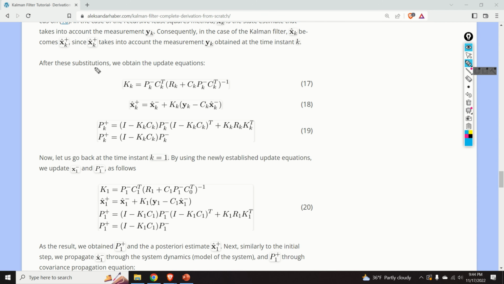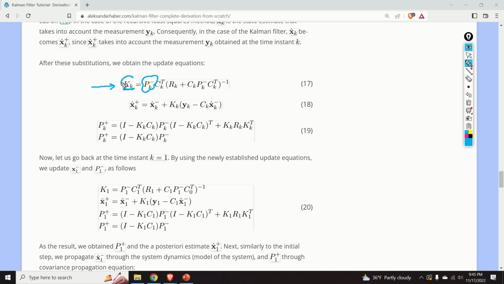After these substitutions, we obtain the Kalman filter equations. We obtain the first equation that explains and teaches us how to compute the Kalman filter gain K_k. So what do we do over here? We take our a priori covariance matrix of the estimation error, we multiply it by the output equation transpose, and then we multiply it by this part over here.